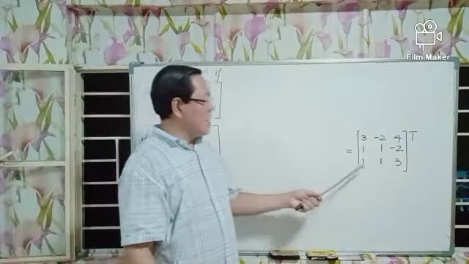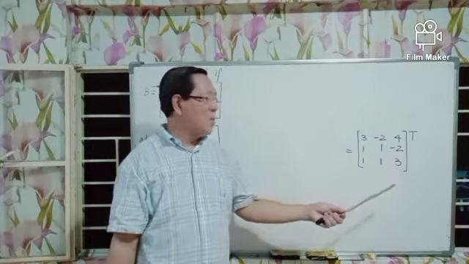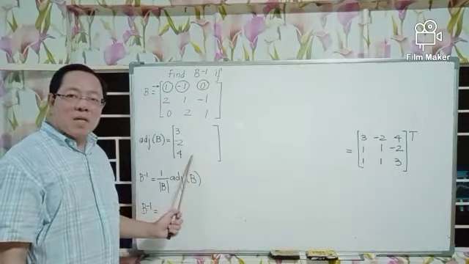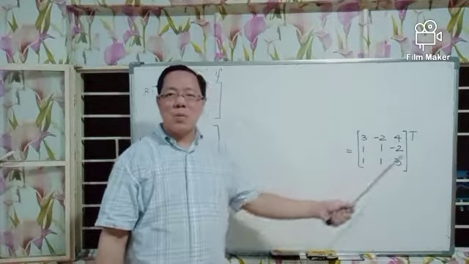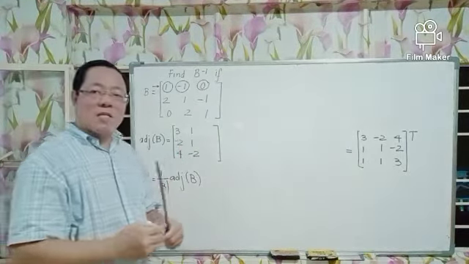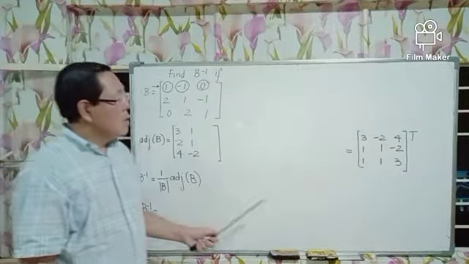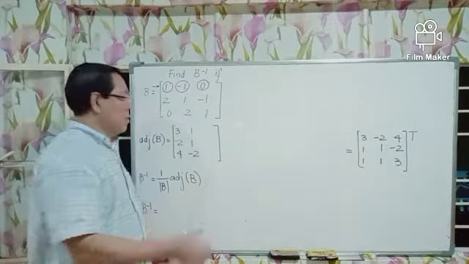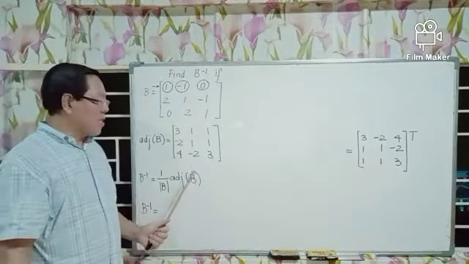And the entries in the second row of this matrix, 1, 1, negative 2, we write as the entries in the second column of the transpose of this matrix. The entries in the second column are 1, 1, negative 2. And the last row entries we write as the entries in the third column of the transpose. 1, 1, 3 becomes the entries in the last column, or third column. And this is the adjoint of matrix B.